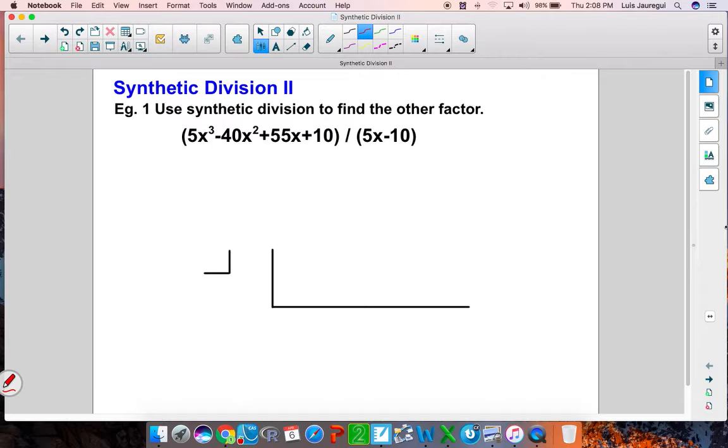Let's go ahead and take a look at our first example here. Use synthetic division to find the other factor. We have 5x cubed minus 4x squared plus 55x plus 10, all divided by 5x minus 10.